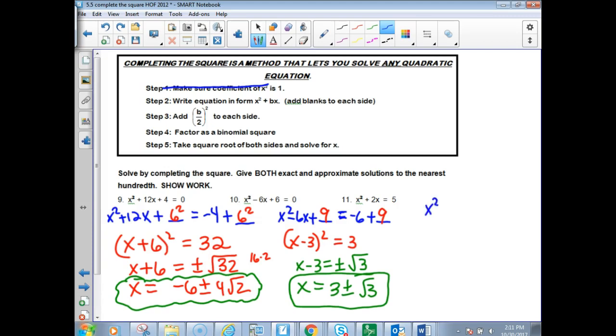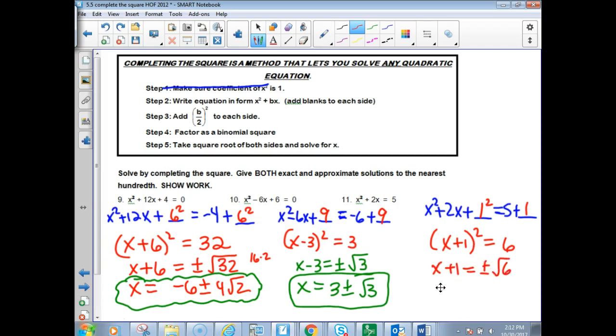Number 11 is kind of set up already, except I'm going to put in my blanks. Half of 2 is 1, and 1 squared is 1. You don't have to write it 1 squared. It factors to x plus 1 quantity squared, and on the right you get 5 plus 1, which is 6. Take the square root of both sides. I have plus or minus the square root of 6, and then I subtract 1, negative 1 plus or minus the square root of 6.